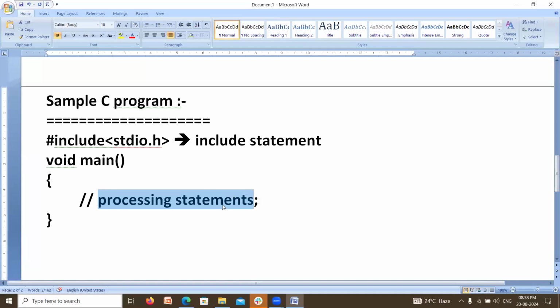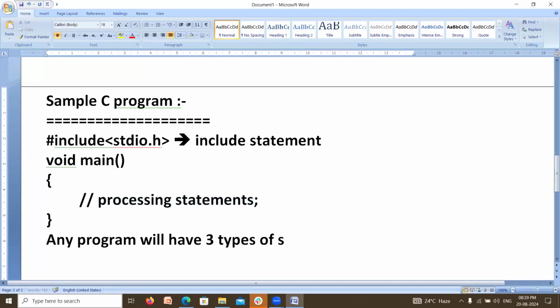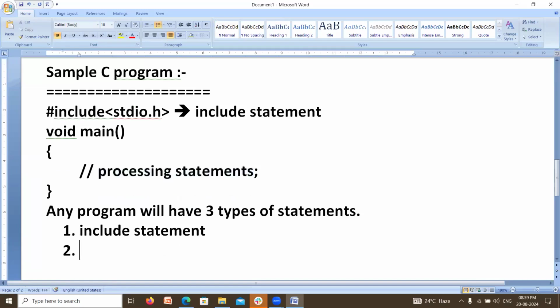Means processing statements. So in any program, you will have include statements, you will have main method, you will have processing statements. These three are common. Any program will have three types of statements. First statement is include statement. Second statement is main method. Third one is processing statements. So in any sample C program, it should be there.